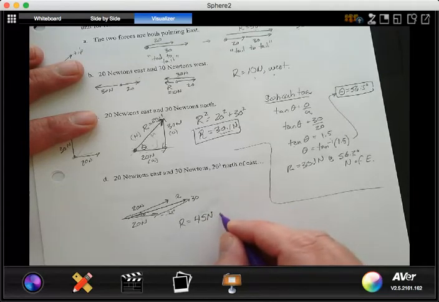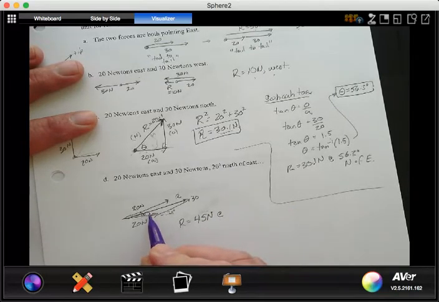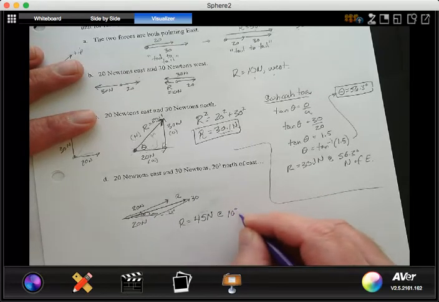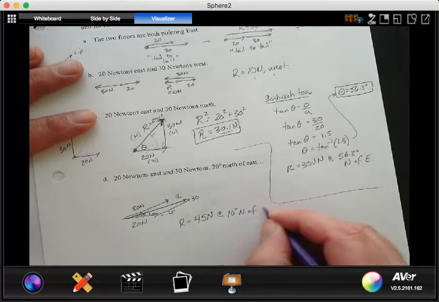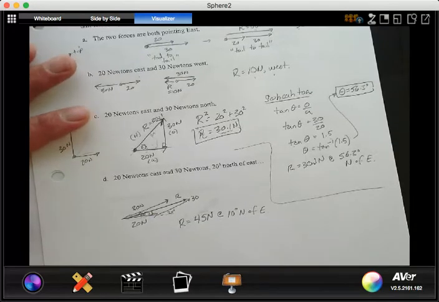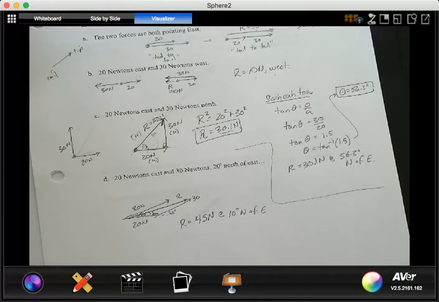And for my angle, I'm going to measure this angle right here. It looks to me to be about half of that 20, so 10 degrees north of east. And again, it's north of east because I'm looking at east and I'm swinging up this way, and it looks to me like it's about 10 degrees. So that is the beginning of our motion unit.